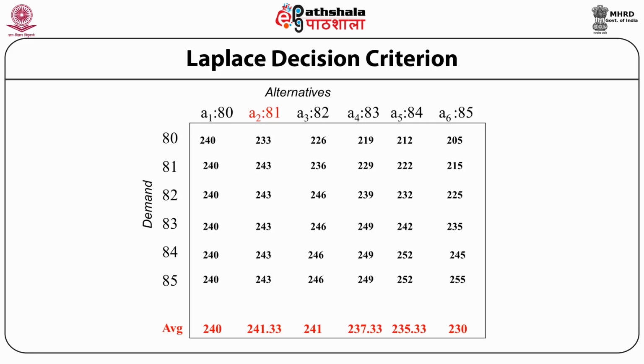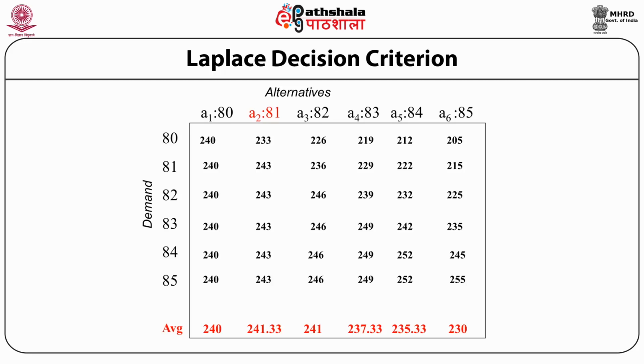So after having prepared this payoff table, now we can calculate the average payoff for every alternative as shown in this table. For alternative A1, the average payoff is 240. For alternative A2, the average payoff is 241.33. For alternative A3, the average payoff is 241, and likewise for strategy A6, the average payoff is 230.